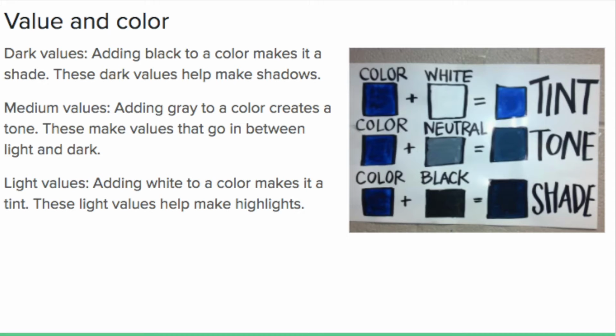Medium values add gray to a color, which creates something called a tone. These make values that go in between light and dark. And of course, our light values, we add white to a color to make it a tint. These light values help make highlights in artwork.